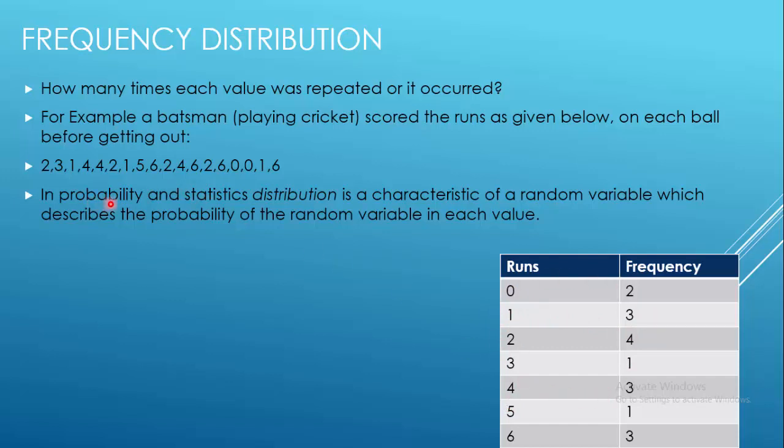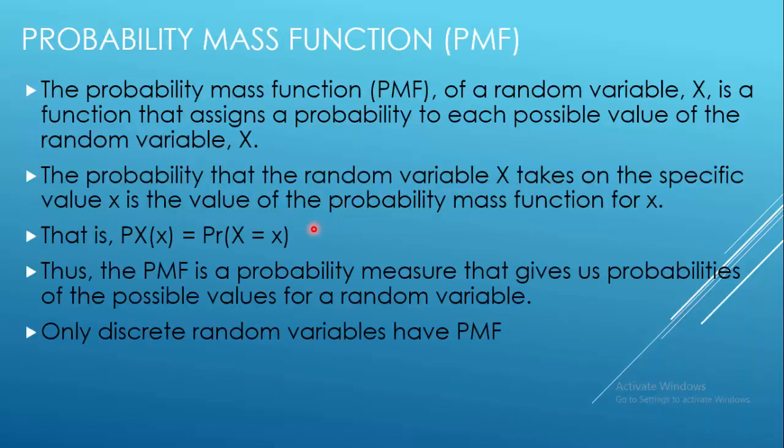So in probability and statistics, what does this term distribution refer to or mean? It is a characteristic of a random variable which describes the probability of the random variable at each value. So distribution simply means what is the probability of that random variable for each value we are talking about.